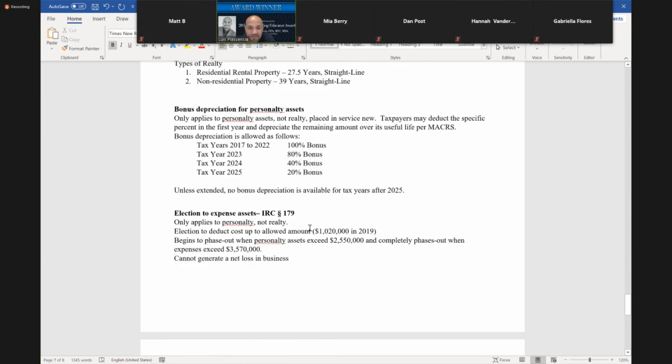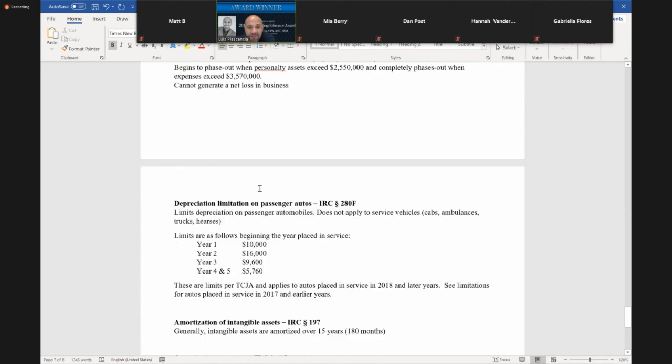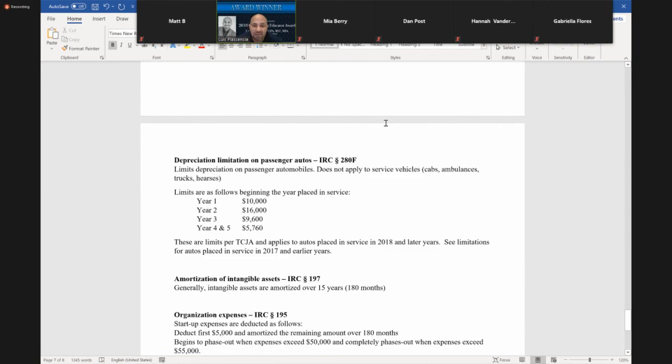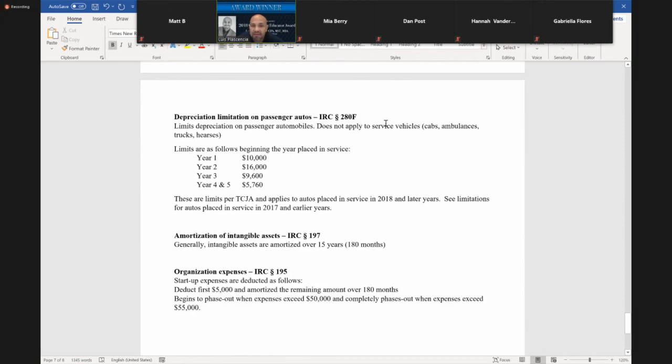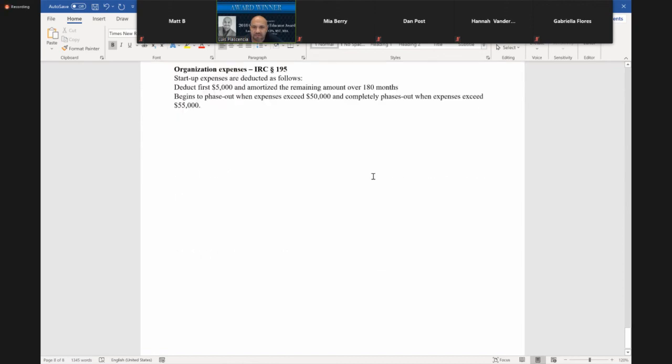But first, understanding the rules. This is something I talked about last week regarding passenger automobiles. The limitations went up on the depreciation per year. I wanted you to take a look at what they had in the previous year, prior to the Tax Cuts and Jobs Act, so you can see how it looks. It's a lot more favorable right now. That's it for depreciation items.